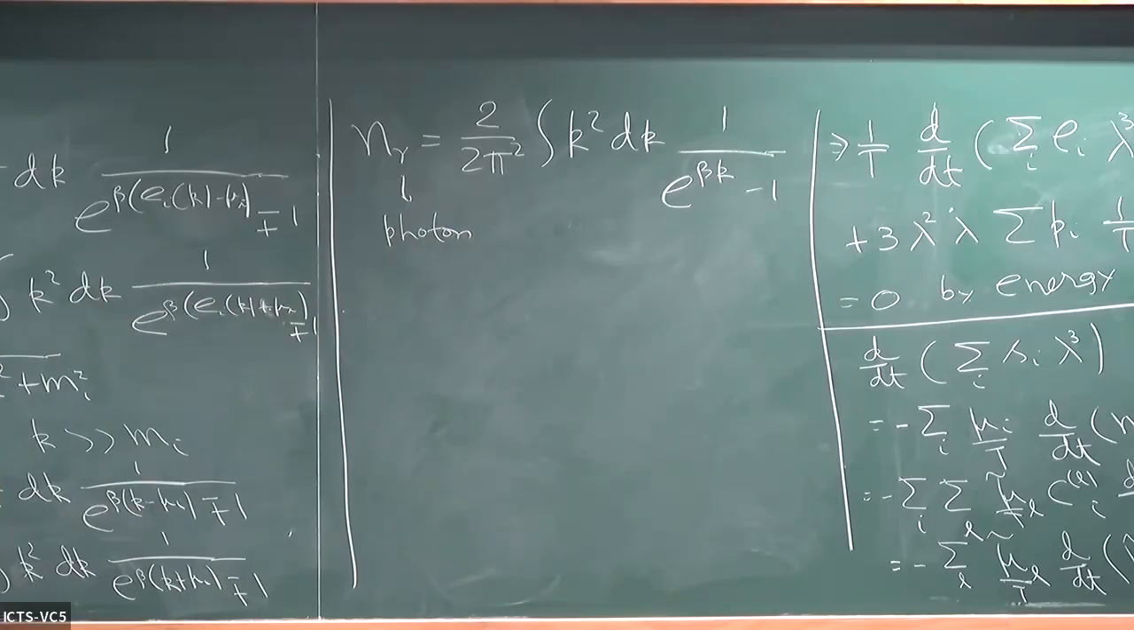Neutrinos, okay, depends on how you count it. The antiparticle of the neutrino is not the same, right? So for neutrinos you count one helicity state. So g will be 1, and antiparticles will be different from particles in general.